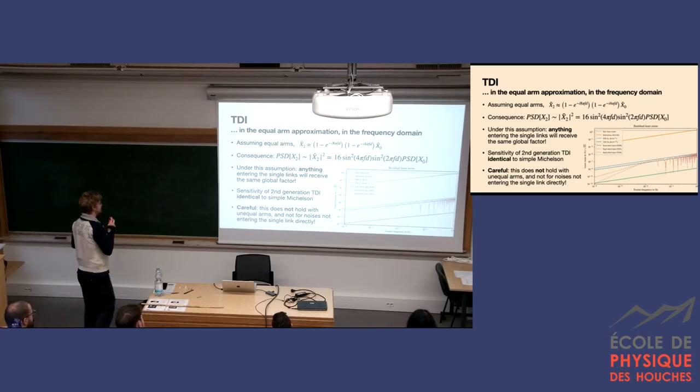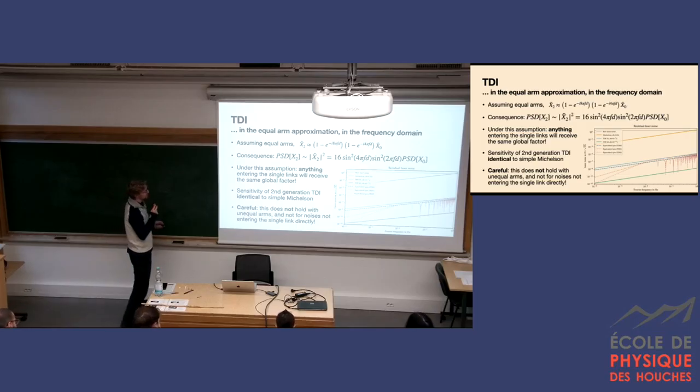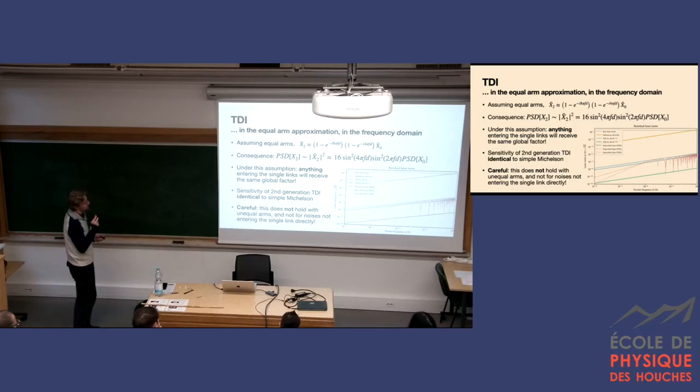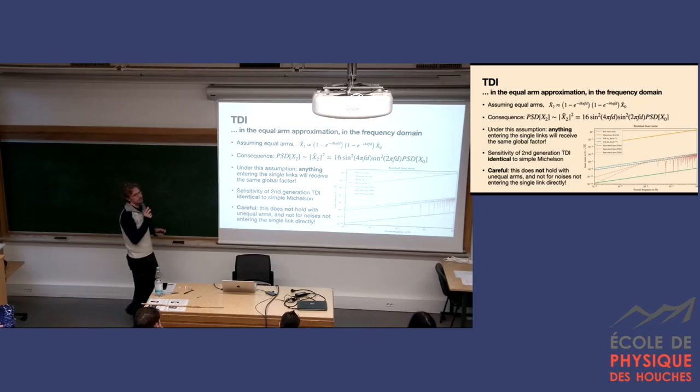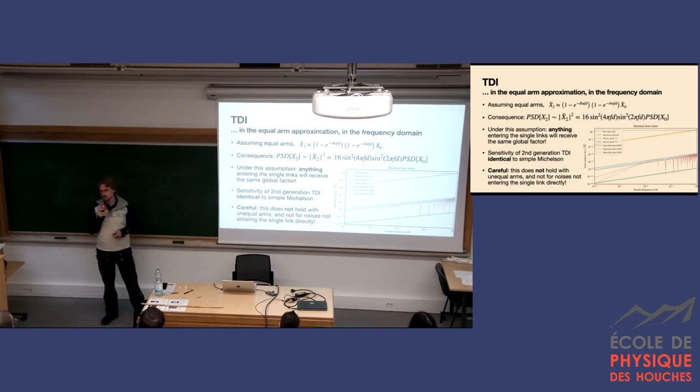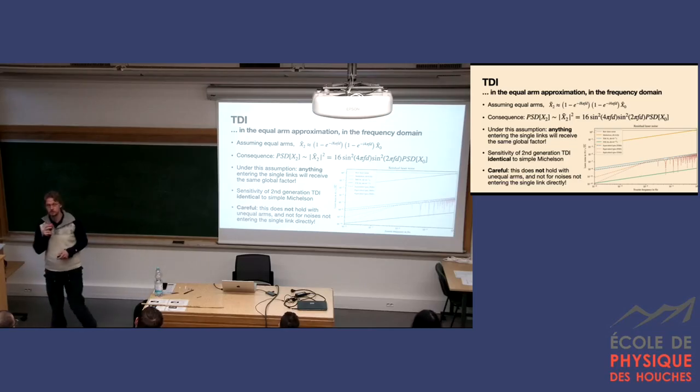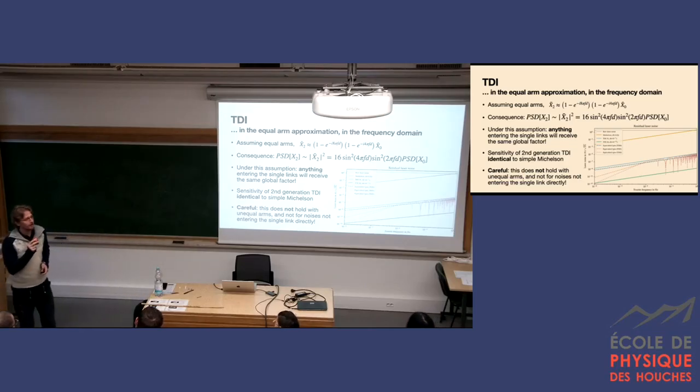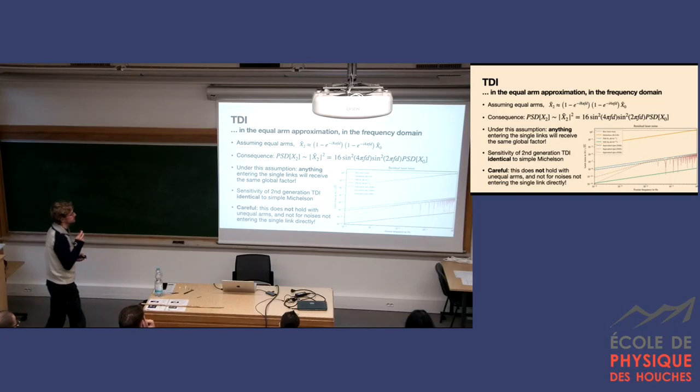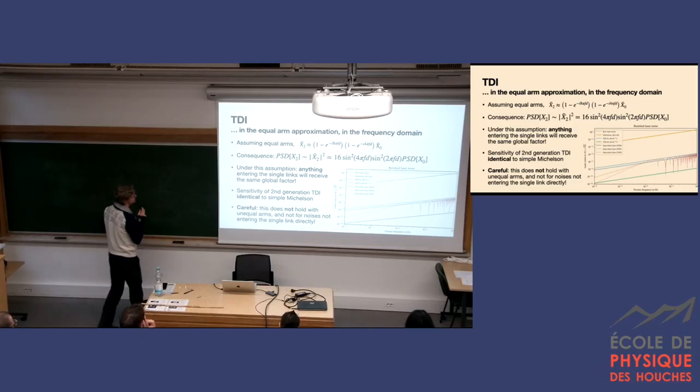Now, the problem is that that's, of course, a lot of approximation in there. This does not hold anymore exactly if you consider unequal arms. And it also does not hold anymore for noises that don't enter directly in the single links. In particular, this clock noise correction that I tried to explain this morning does not enter like that, and it does not get this transfer function. And then it suddenly makes a difference, because you might get noises that fill up those zeros and destroy your sensitivity. But I have an example for that later in the talk.